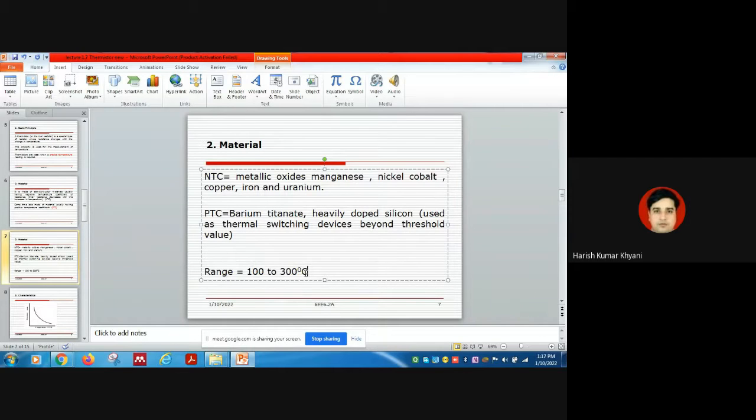Yesterday we saw some examples of RTD, where we mentioned that RTDs are mainly made up of platinum, right? And the range of temperature we saw was from 0 to 1000 degrees centigrade. So here you can note down one more important point. As far as the range of temperature for the application is concerned, RTD has more range as compared to thermistor. Please take note of that.